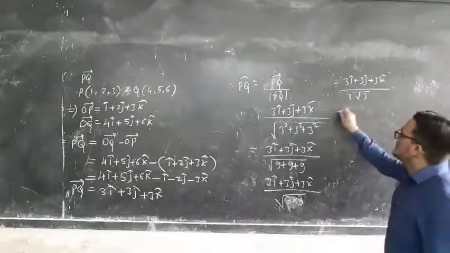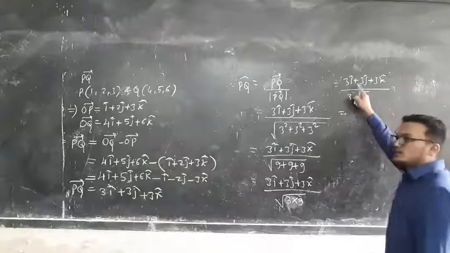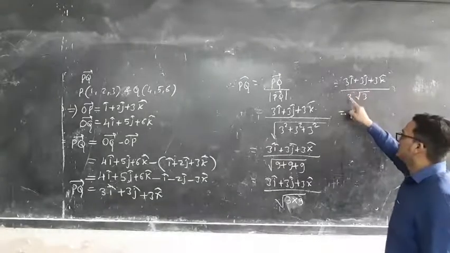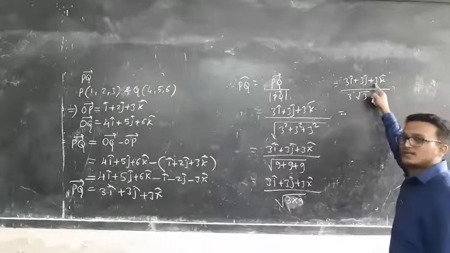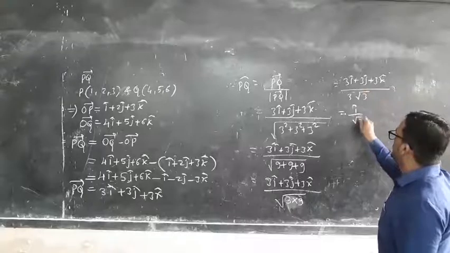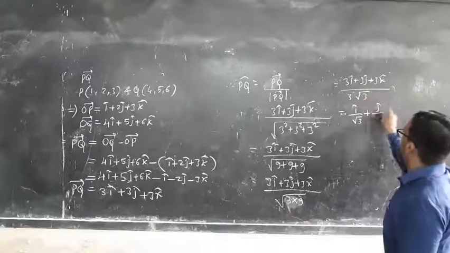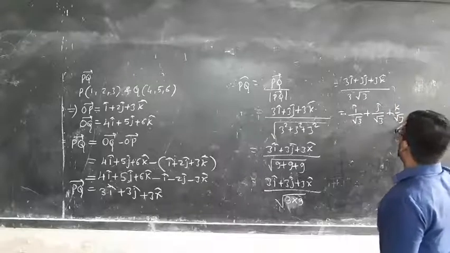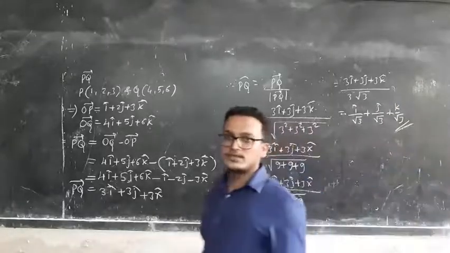Now, if you want to separate the numerator from the denominator, what will happen? This 3 will get cancelled, here this 3 will get cancelled, and here this 3 will get cancelled. So the answer is i upon root 3 plus j upon root 3 plus k upon root 3. That is your answer.